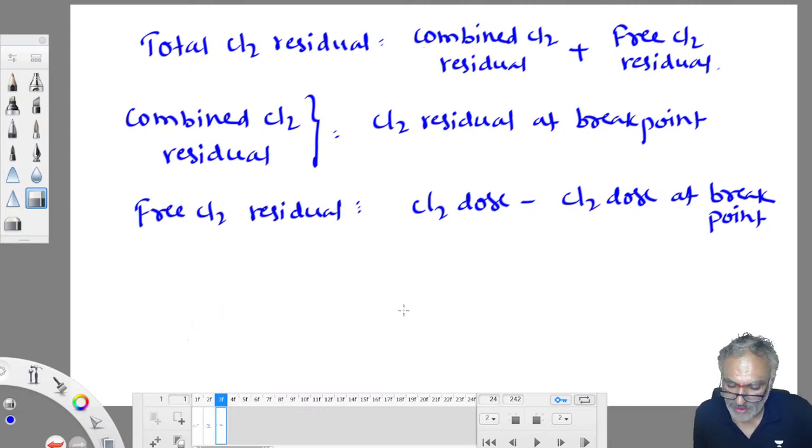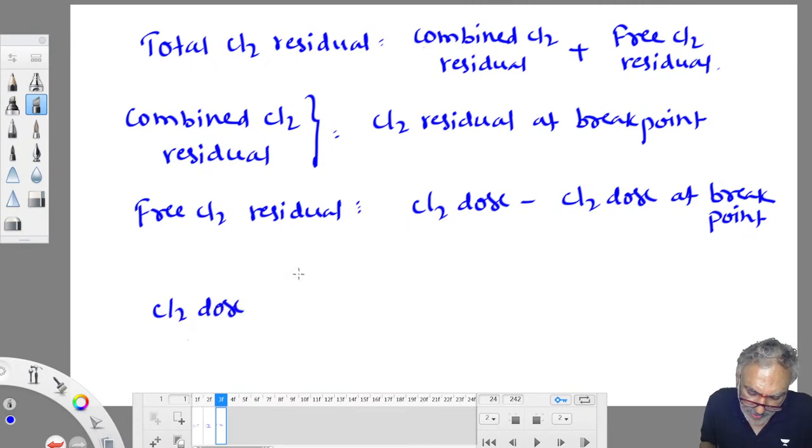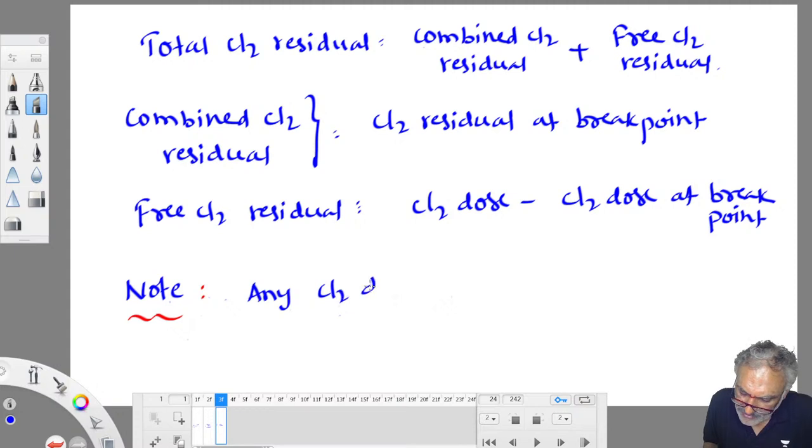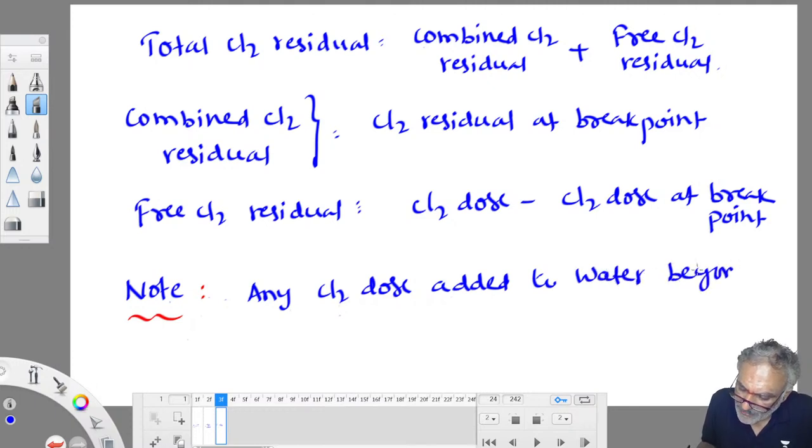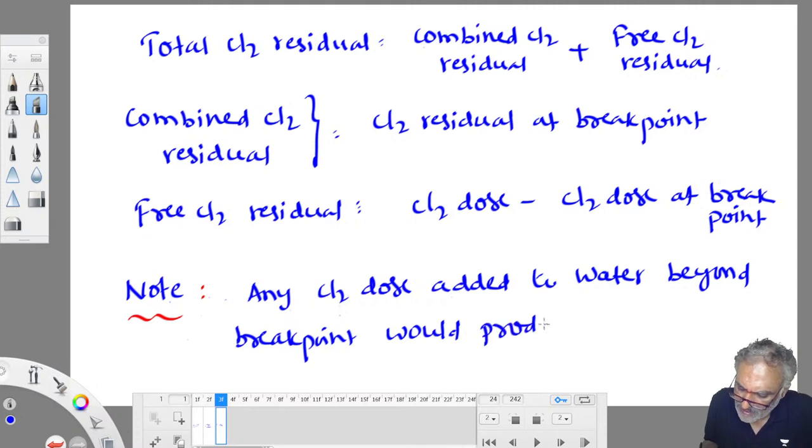So questions, they will ask numerical questions related to this. So the chlorine dose is fixed such that it produces stable residuals. Any chlorine dose added to water beyond the break point would produce stable chlorine residuals in water.